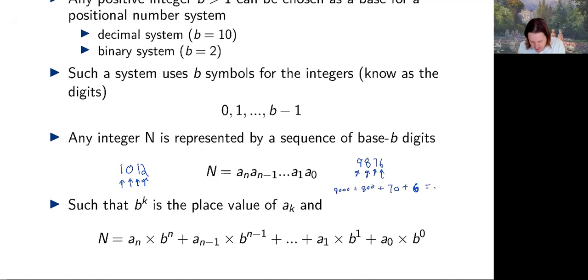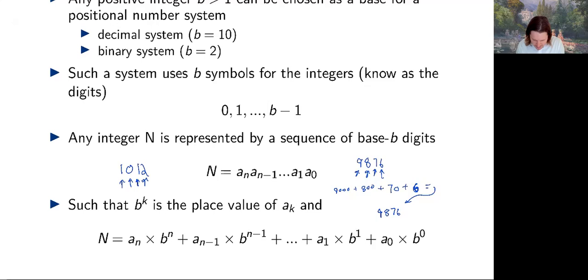And when we add up all of these values, what we're going to get is 9876. So we can see here that the digit at some position is going to be multiplied by the place value of that position. To find the number, it's simply going through and adding up the digit multiplied by the place value of that position to come up with the actual integer value expressed.